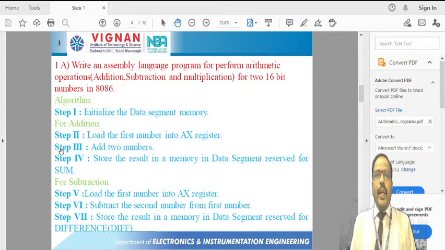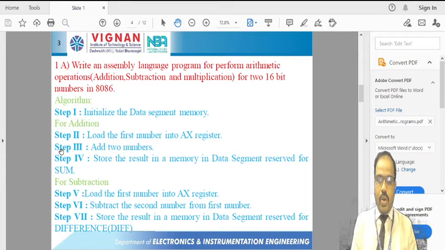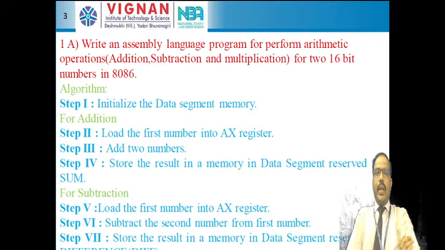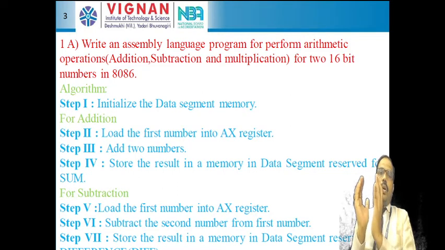So before writing the program, first we would like to discuss the step-by-step procedure of writing and executing the program. That step-by-step procedure is called an algorithm. So the first step, we have to initialize the data segment memory. Here we require two 16-bit data numbers, so we have to store these two 16-bit numbers in a particular memory of a data segment.